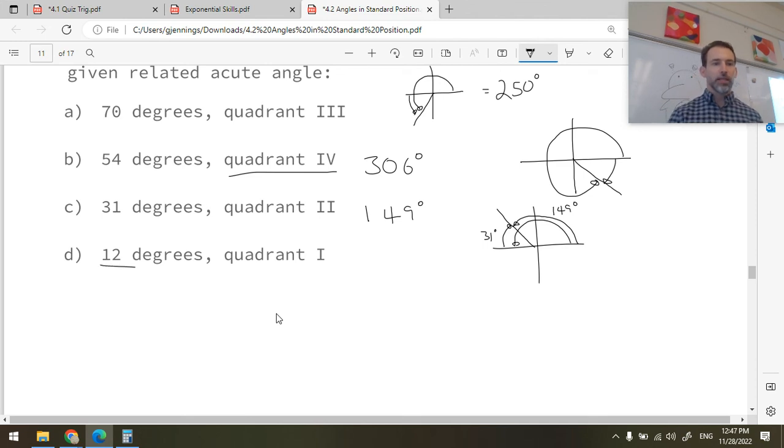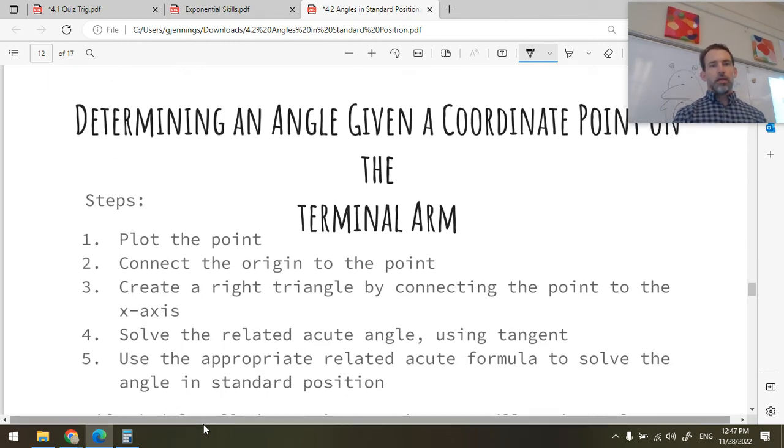And if I have a related acute angle of 12 degrees, but I'm in quadrant 1, you're just 12 degrees. That's right. 12 degrees, because here I am 12 degrees. The angle is the reference angle. Cool.